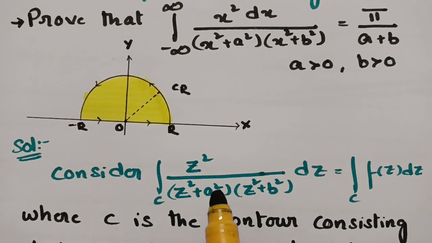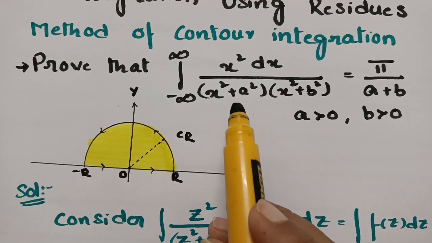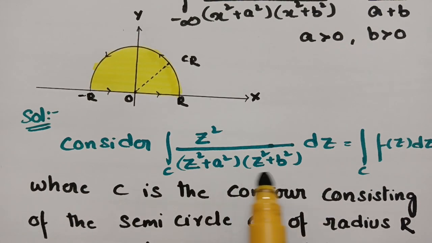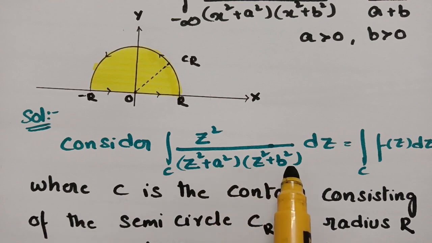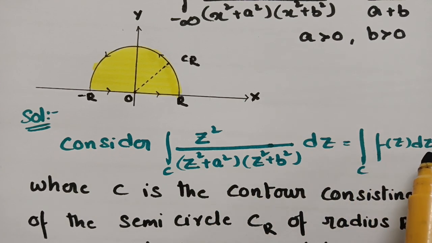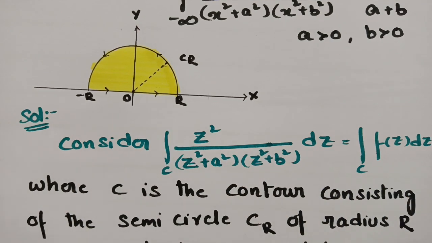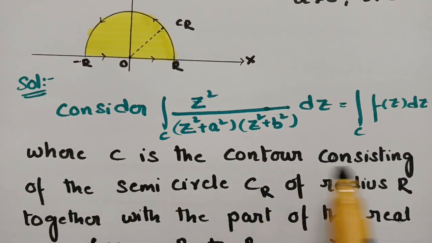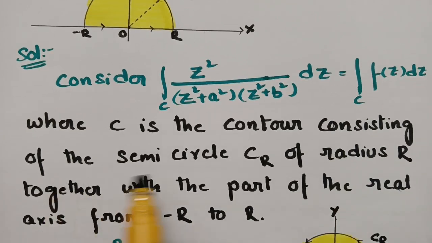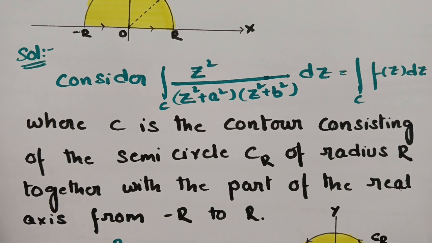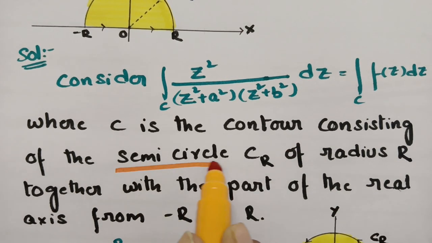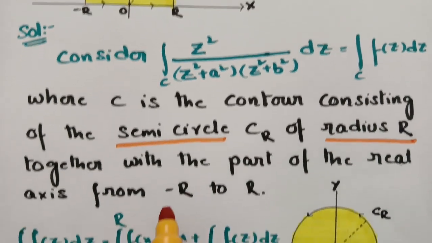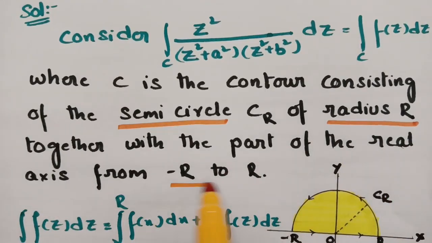And now let us consider this integral. So this is in terms of x. I have transformed this in terms of z. That is integral of z square dz by (z square plus a square) into (z square plus b square) is equal to integral over c of f of z dz. So here I have given clarity for the contour, where c is a contour consisting of a semicircle CR of radius R together with the real axis. The contour is a semicircle with radius R together with the real part from minus R to plus R.